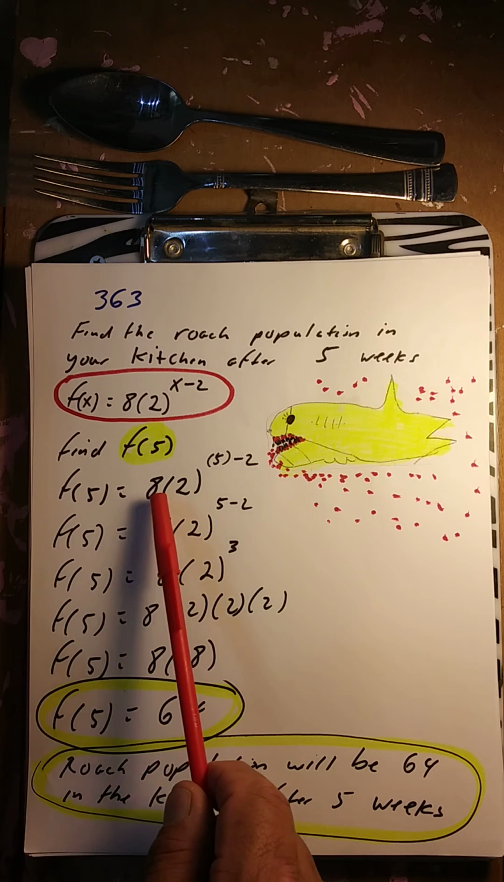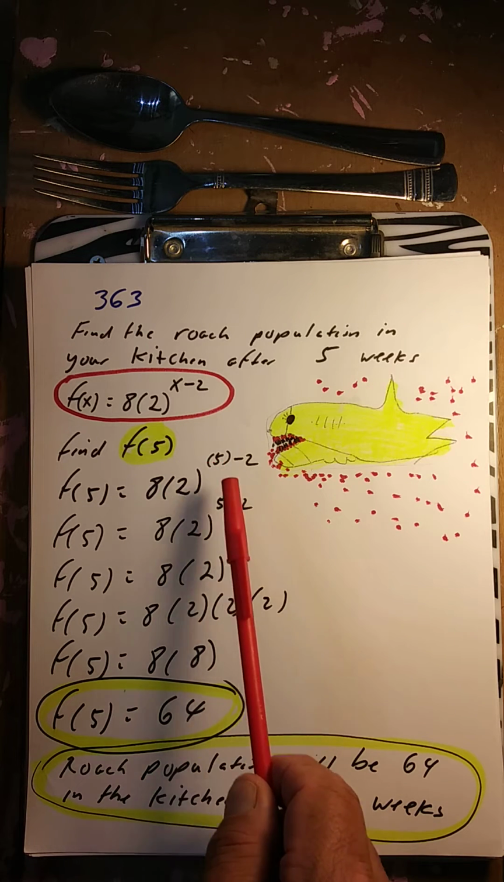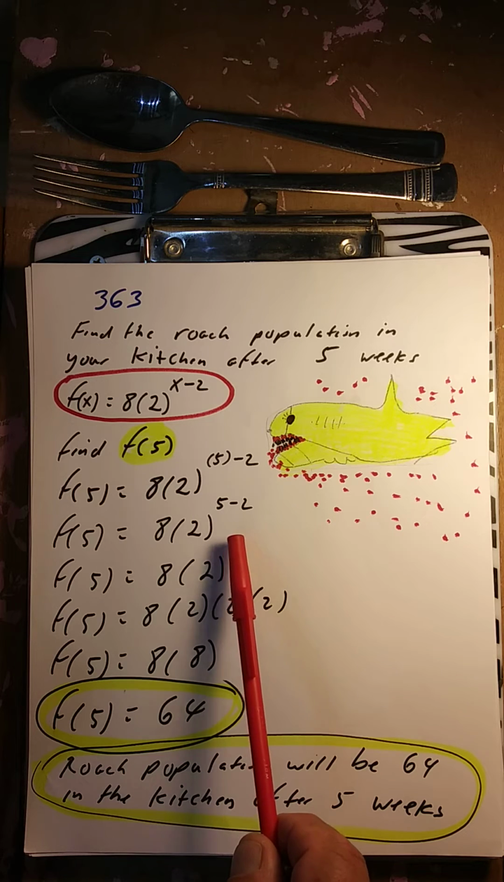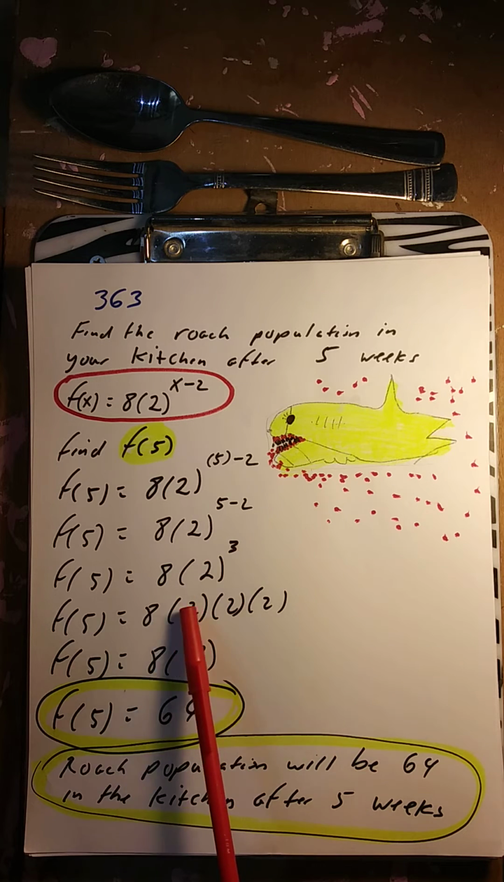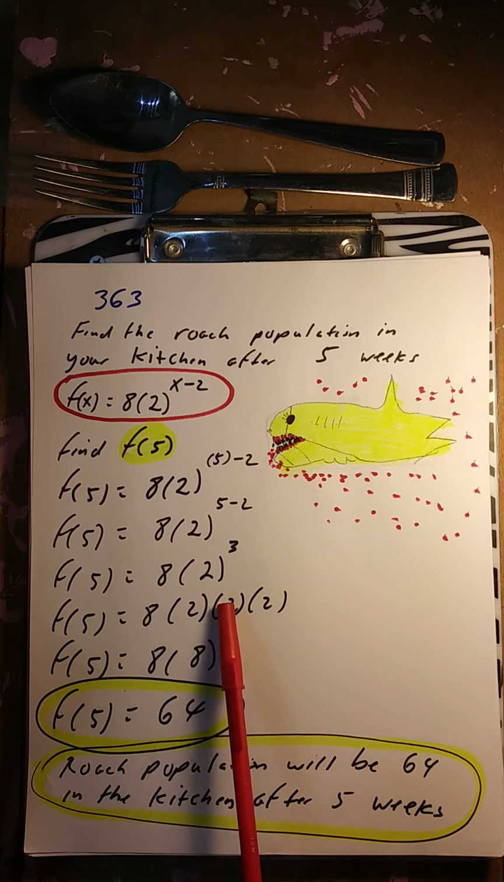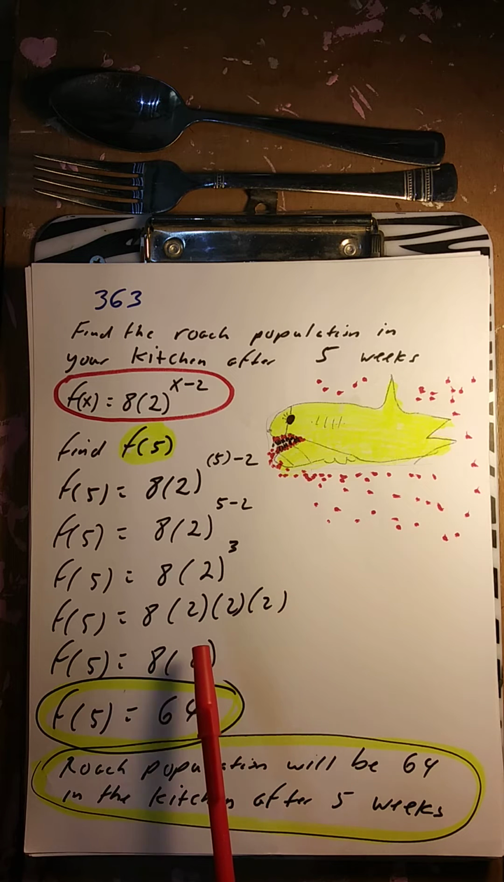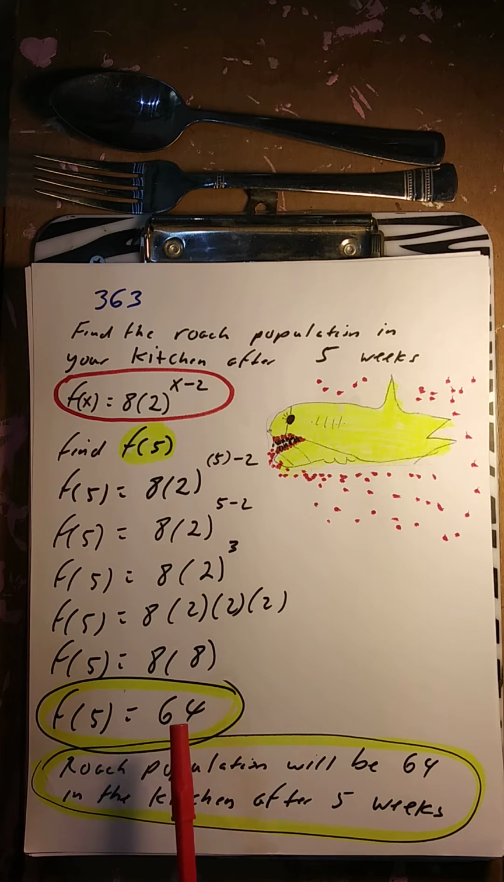f of 5. So you put a 5 here. Take away parentheses. 5 minus 2 is 3. 2 to the 3 power means 2 times 2 times 2. And 2 times 2 is 4, times 2 is 8. So 8 times 8 is 64. So f of 5 is 64. So the roach population will be 64 in the kitchen after 5 weeks.